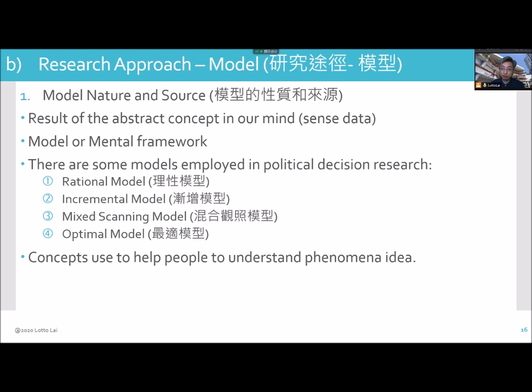Model: the nature and source. A model is the result of abstract concepts in our mind, a mental framework. We will talk about some models employed in political decision research. It's another field, political decision. Rational model, incremental model, mixed scanning model, and optimal model. Concepts are used to help people understand phenomena and ideas.